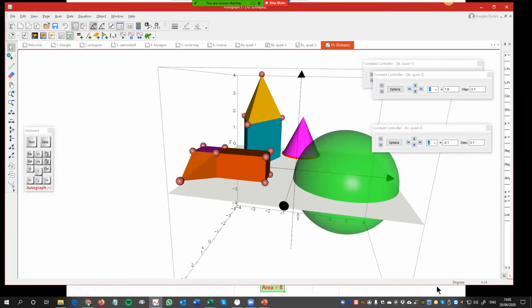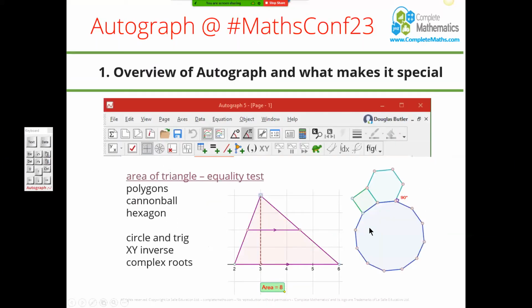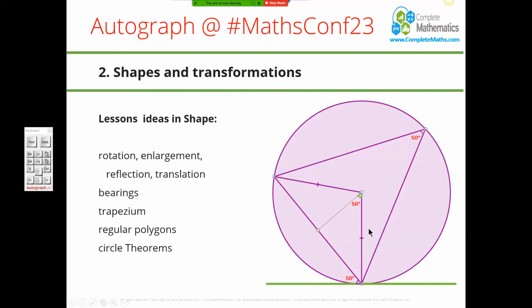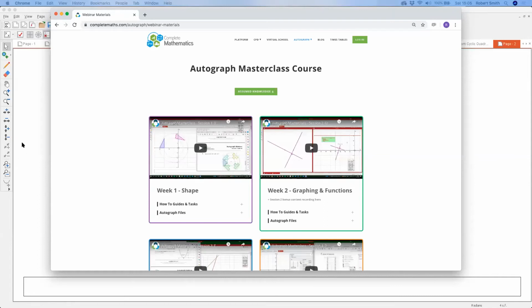I'm going to pass you back to Rob now, who's going to have a look at some shape ideas. Thank you, Doug. And yeah, like I said, it's been great to run the Autograph training courses with you, Doug. And I'm just going to quickly show people where they can find those materials. If you go to the Complete Maths website, you'll see we have the Autograph tab where you can actually download Autograph for free.